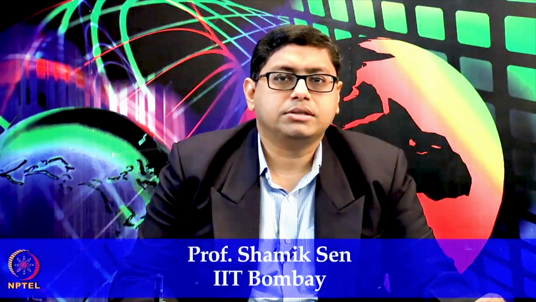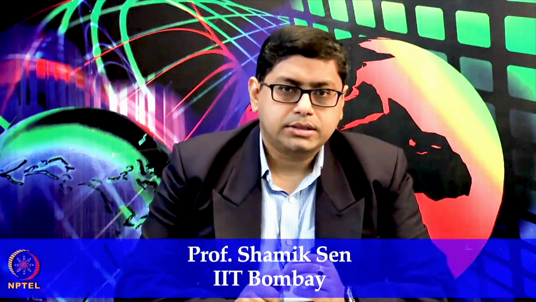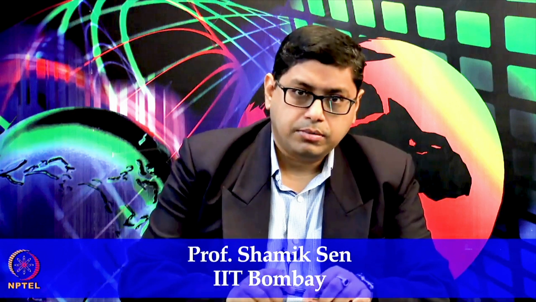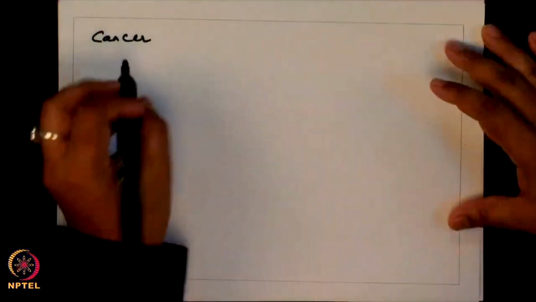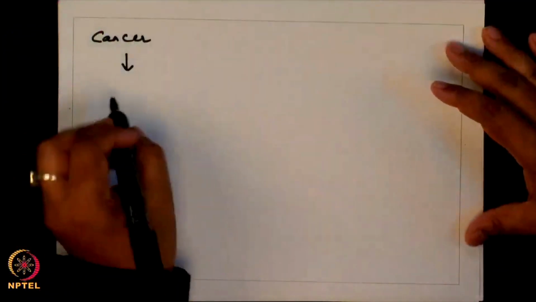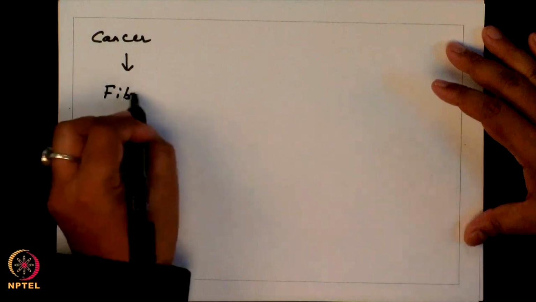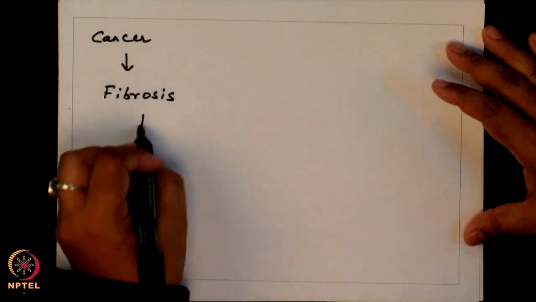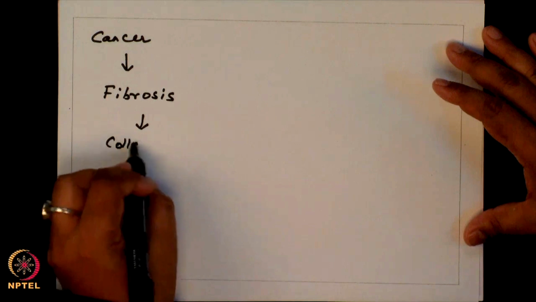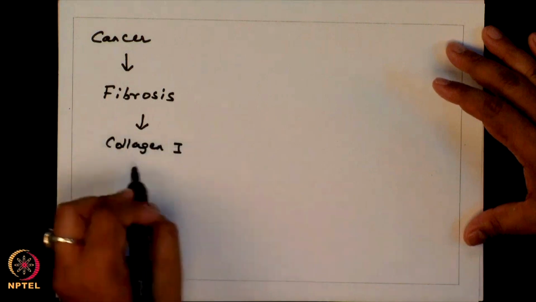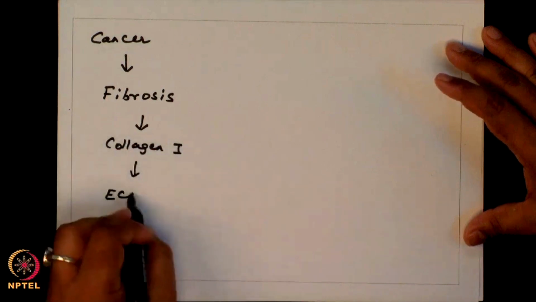Hello and welcome to today's lecture of Introduction to Mechanobiology. In the last few lectures, I started discussing the mechanobiology of diseases, and in that context, I had discussed cancer, and shown that in cancer you have this response of fibrosis marked by increased deposition of collagen 1. This leads to ECM stiffening.